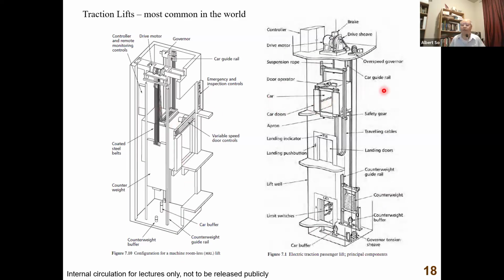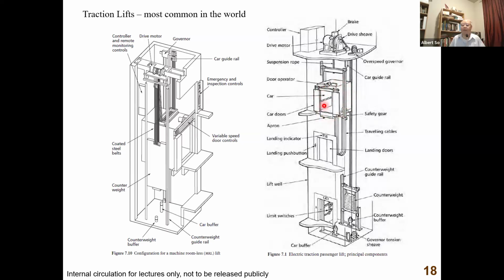Okay, let's talk about the more conventional lift. It's the traction lift with machine room. With machine room means you have a room, the machine room, usually above the top of the hoistway. Hoistway is the tunnel where the lift car is moves along. You can call it a hoistway or a lift shaft. And then first of all, you look at the car.